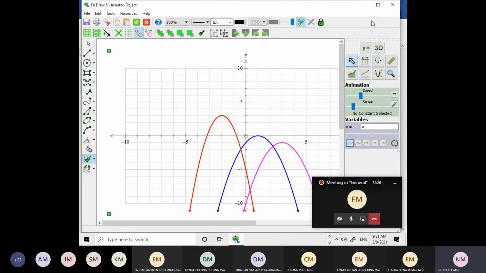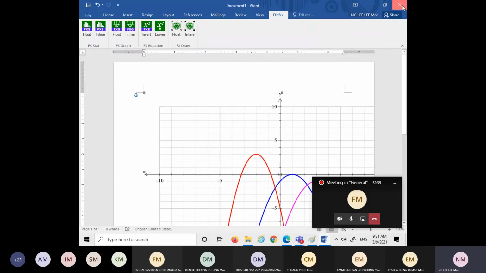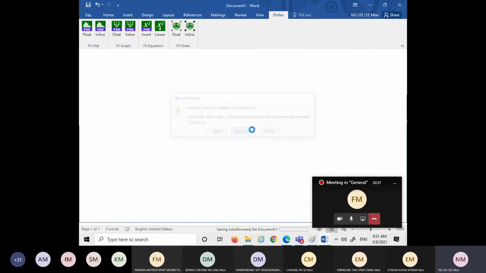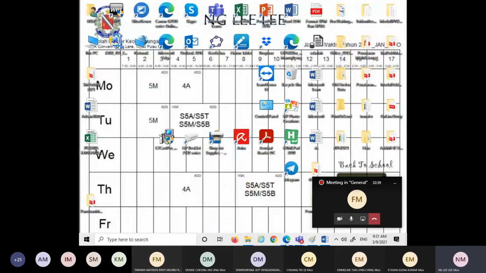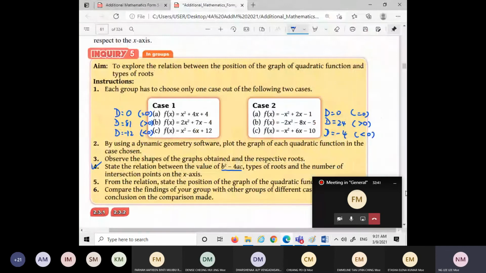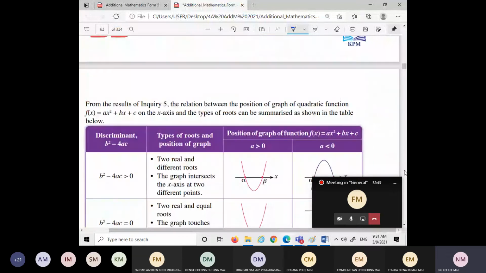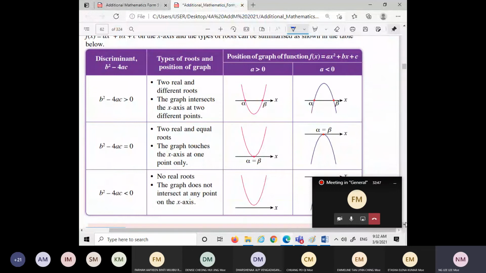Okay, this one done. Now we go to the conclusions. We come back to the textbook. You go to the next page. Here is the conclusions. So this one you can write as your notes.